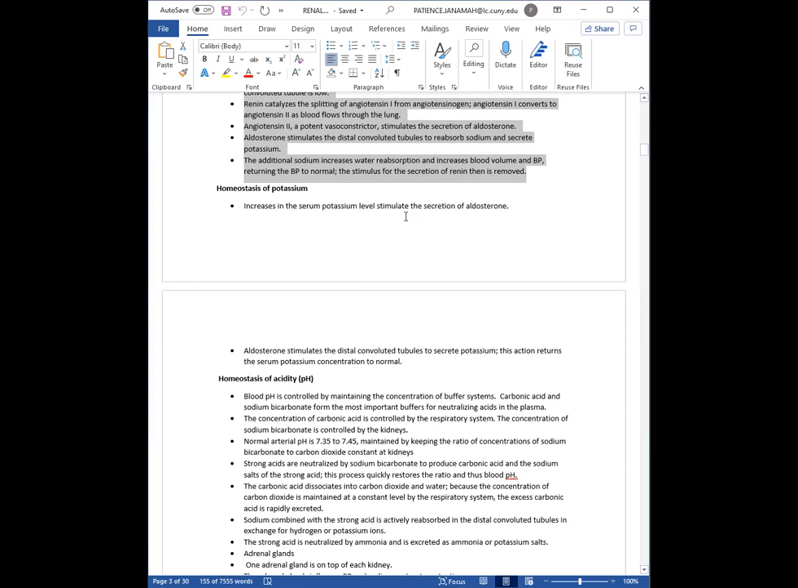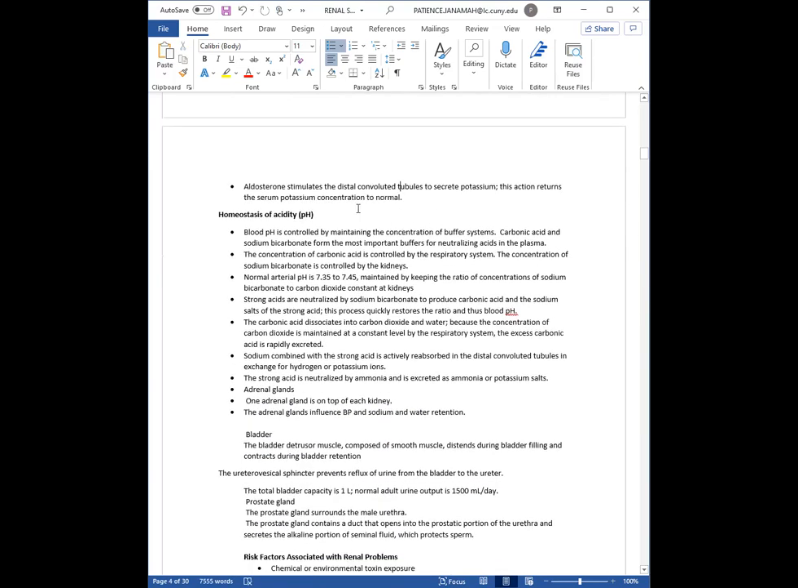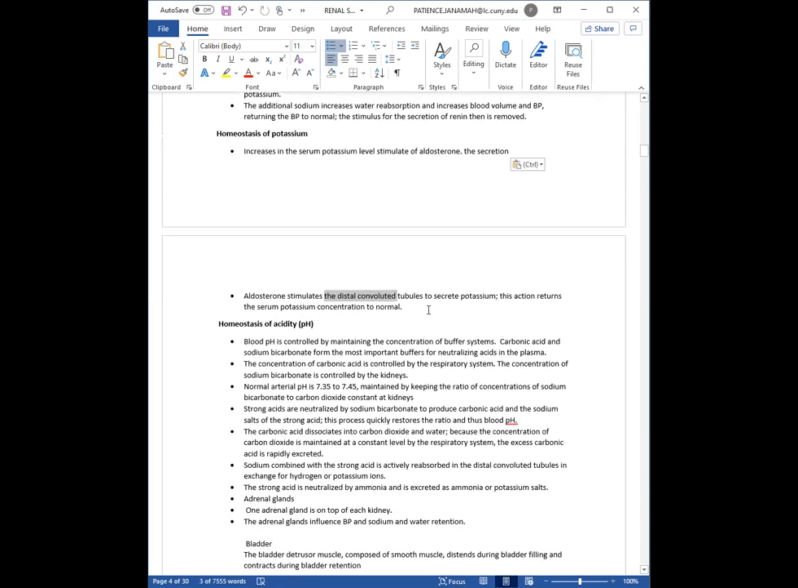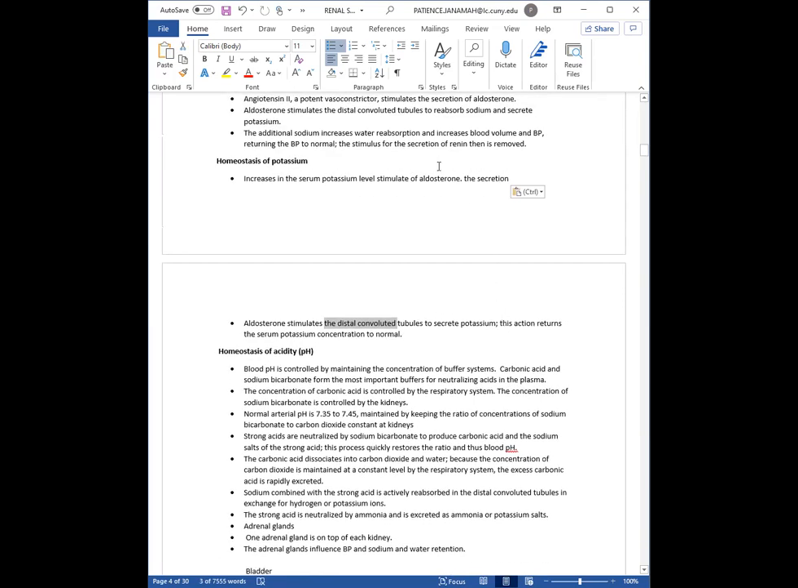Now, potassium regulation in the kidney is more straightforward than this, in that it doesn't involve angiotensinogen 1 and angiotensinogen 2. It involves only aldosterone. It's only aldosterone that is secreted. So if aldosterone is secreted, aldosterone will also notify the distal convoluted tubules to secrete more potassium, and this action will return the serum potassium to its normal concentration. So it's like trying to balance and normalize everyone to stay within limits.